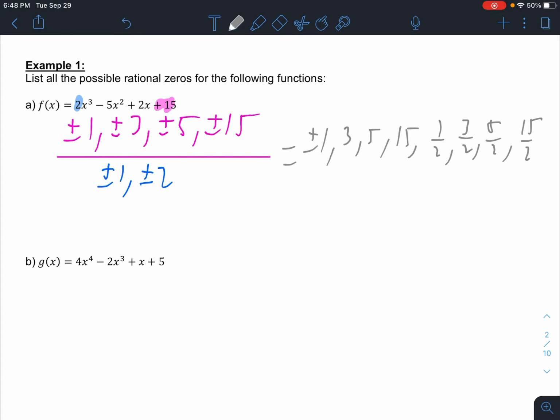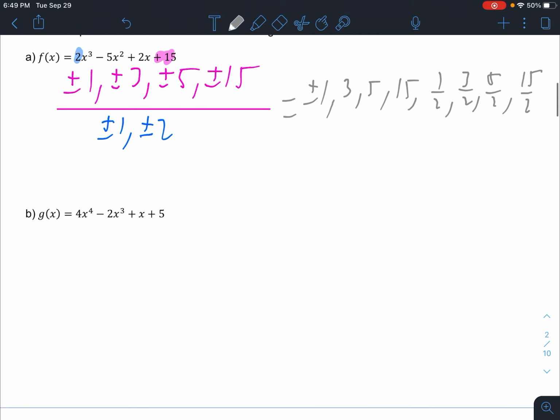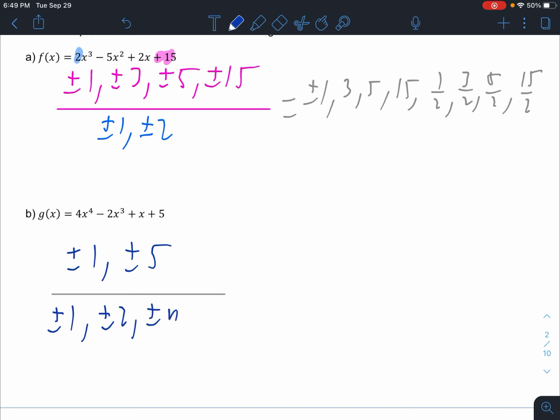And obviously not all of them can be. There might be one of them, or might be 3 of them, but there can't be 0, or there can't be 16. All right, so pause the video there and go ahead and try B. So you have factors of 5 over factors of 4. That would give us plus or minus 1 or 5, or 1/2 or 5/2, or 1/4 or 5/4. So here it looks like we have a total of 12 possibilities.